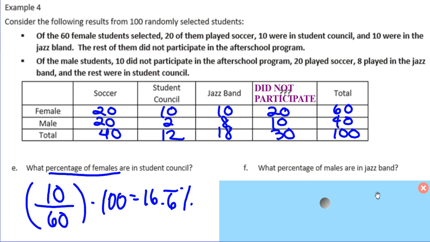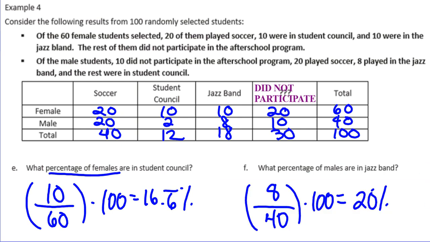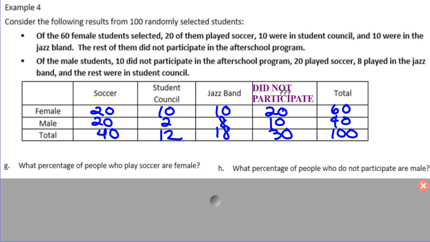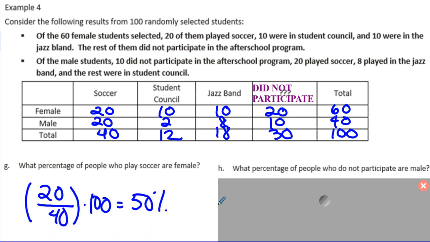What percentage of males are in jazz band? So again, restricting it to 40 individuals, 8 are in jazz band, so that gives you 20%. What percentage of people who play soccer are female? Well, 40 individuals play soccer, 20 of them are female, so that's 50%.